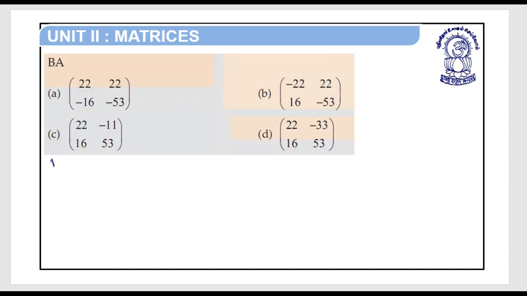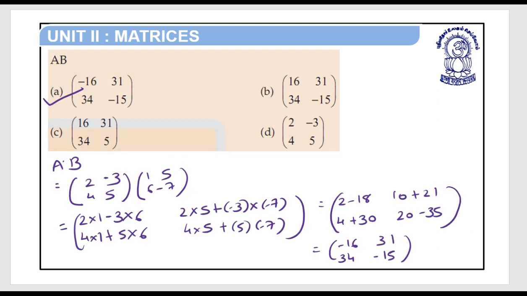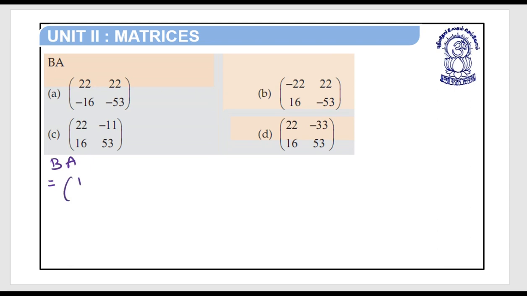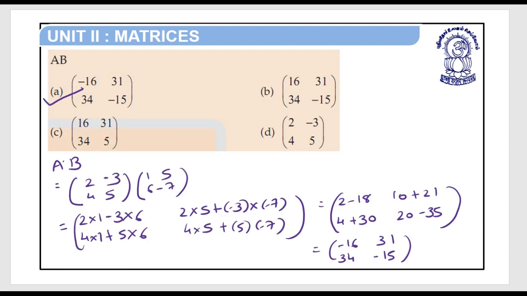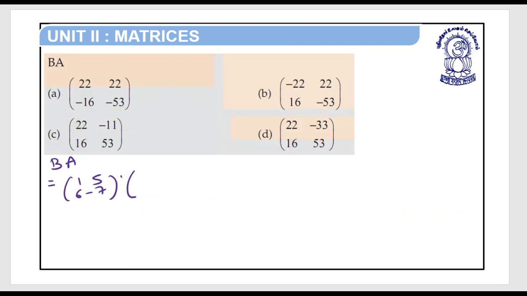Next is BA. So the value of B is 1, 5, 6, minus 7, into A, 2, minus 3, 4, 5. So first row, first column, 1 into 2 plus 5 into 4.